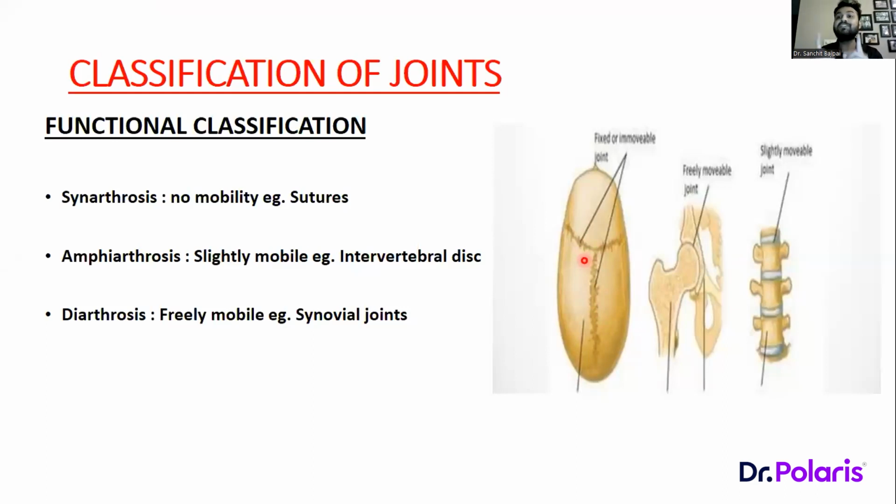These sutures are never mobile. Always remember that. Wherever sutures are present, let's say this is the skull, it is fixed. All the parts are fixed through these sutures which are not mobile. This is called synarthrosis.